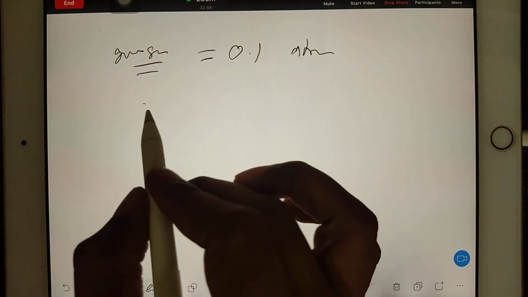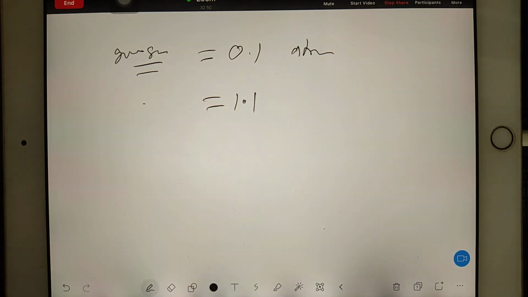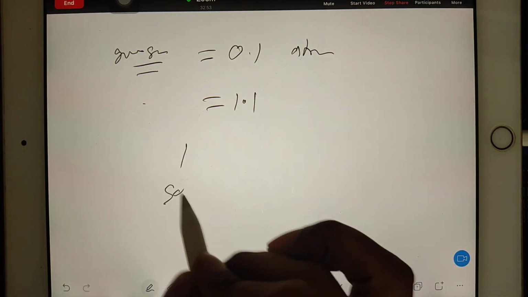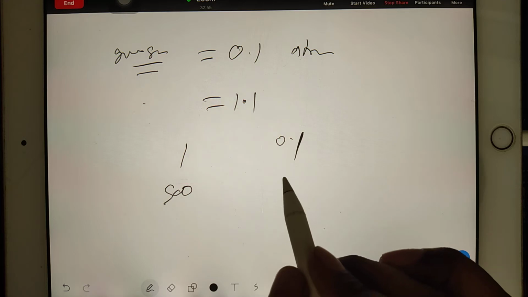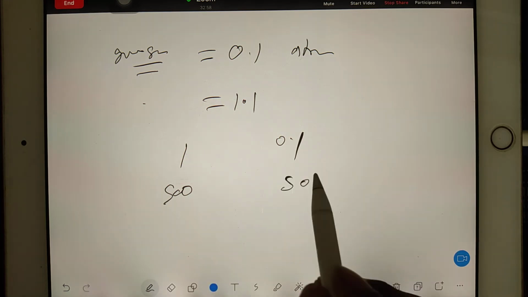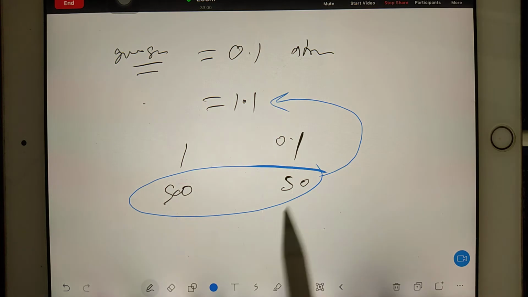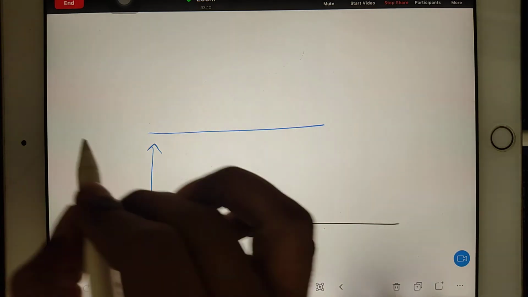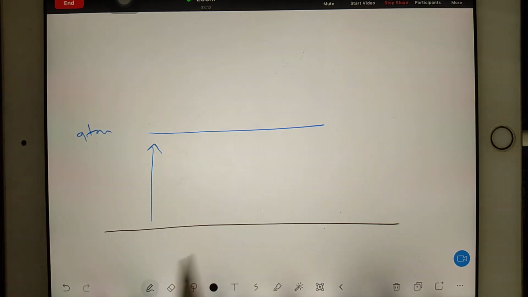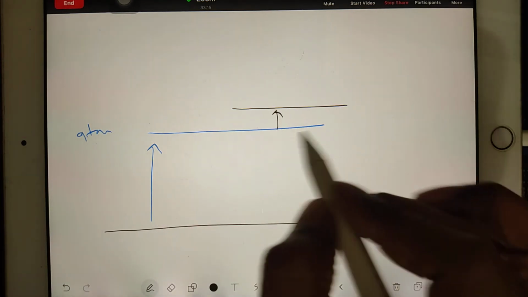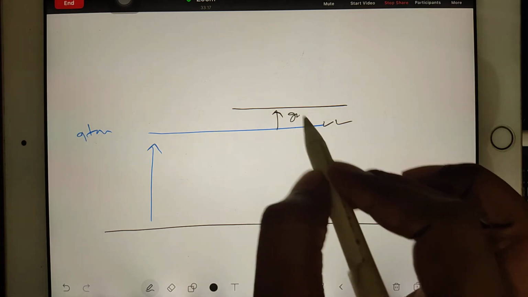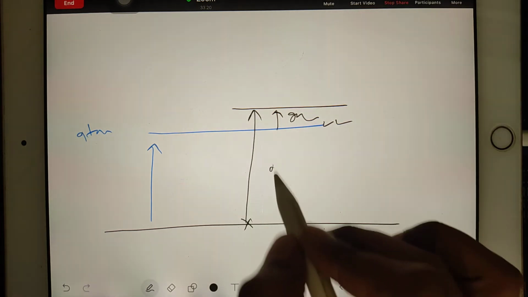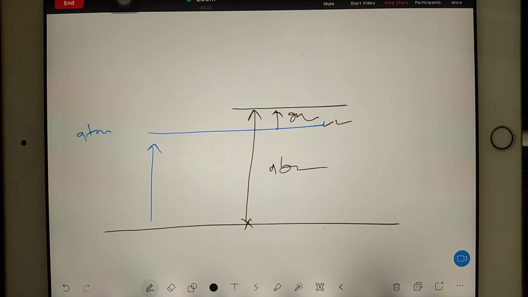But if you say, sir, what is 1.1 then? It means 1 because of 500 molecules, and 0.1 because of 50 molecules. Then you are talking about total molecules, so 1.1. So this is nothing but absolute pressure. If you measure from the datum line, then this is your 1 atmosphere. But if you measure only this much from this reference, then it is gauge pressure. If you measure from the datum line, then it is absolute pressure. I hope totally clear, right?